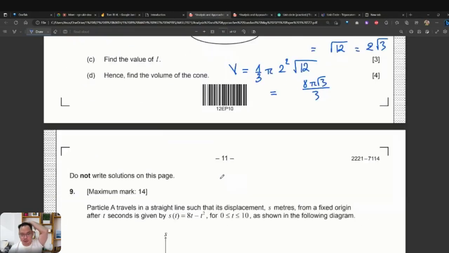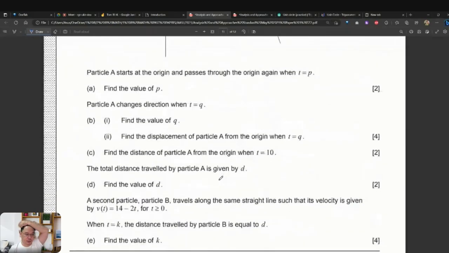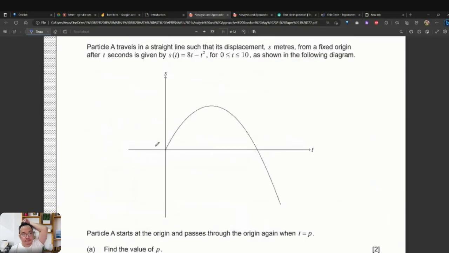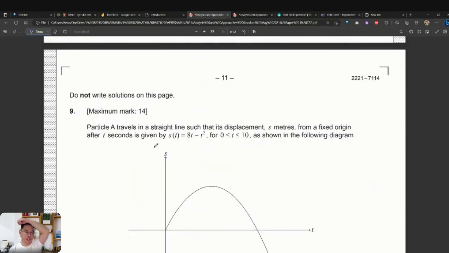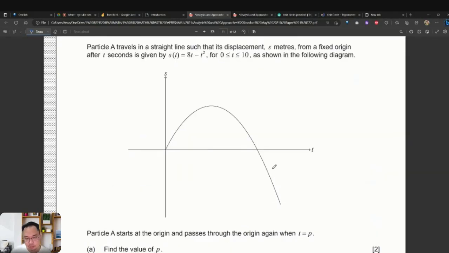Okay, trigonometry, geometry done. The last one about function, I assume that there's a question about derivative also. Yeah, definitely at the bottom, derivative and then probably integration. Particle A travels in a straight line such that its displacement s meters from the fixed origin up to t seconds is given by that formula. The time is from 0 to 10 seconds and shown in the diagram. The particle A starts at the origin and passes through the origin again when the time is p. Find the value of p.